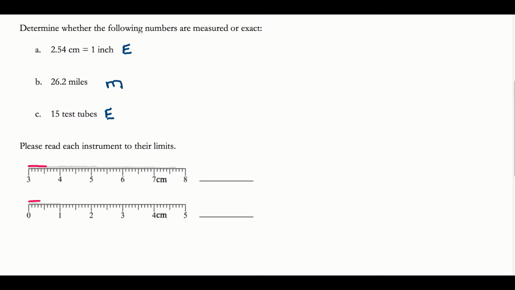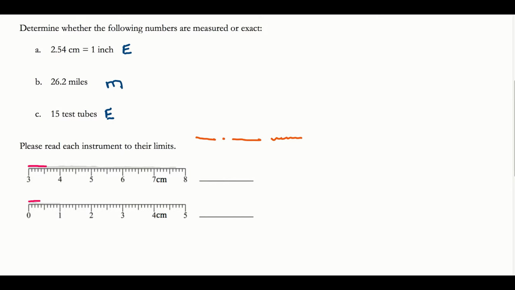So here I show you a ruler, and notice it starts at 3 centimeters and it goes up to 8. You've got marks for each big centimeter, and then you've got tiny marks in between. So each of those little tiny marks is 0.1. So what that tells us is I'm going to be certain of my ones place because there's a line for my ones place, and I'm also going to be certain of my tenths place. It is my hundredths place, the digit after my tenths place, that is going to be estimated.